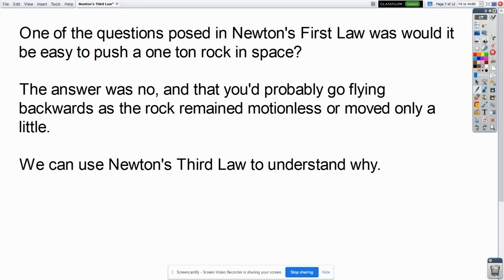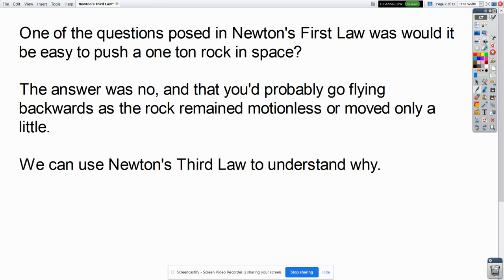One of the questions posed in Newton's first law was about, would it be easy to push a 1-ton rock in space? We're talking about inertia. We're talking about how inertia depends on the mass of an object. And just because you took a 1-ton rock into space where there was no gravity and there was no weight, doesn't mean you wouldn't have any of that inertia that it had on Earth. It would have a large inertia on Earth, it would have a large inertia in space, and it would still be difficult to push. So on the Newton's first law video, if you watched it, you'll remember it. If you didn't, you can go back and look at it and see it.